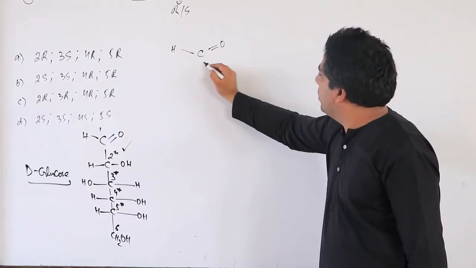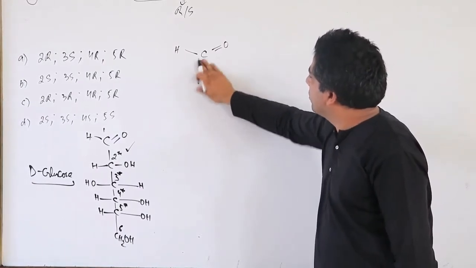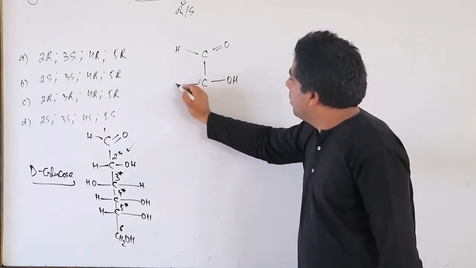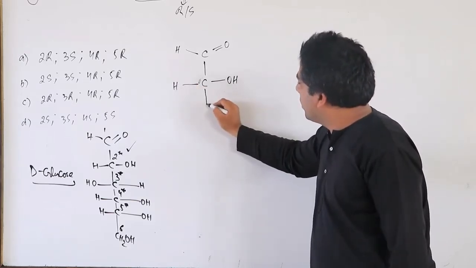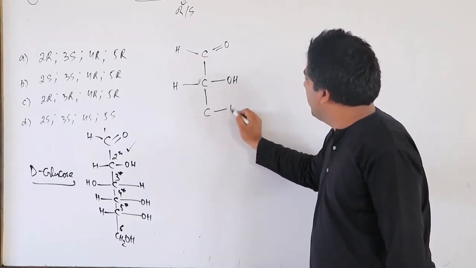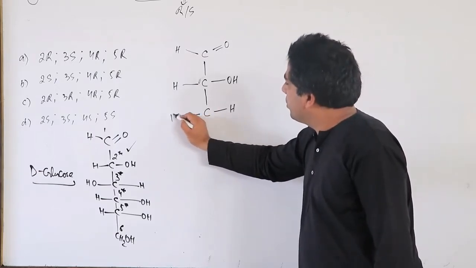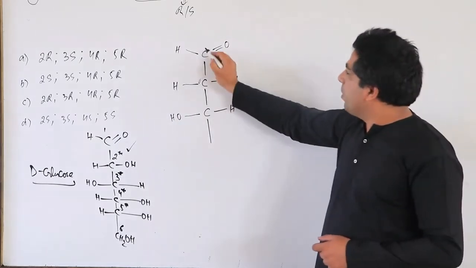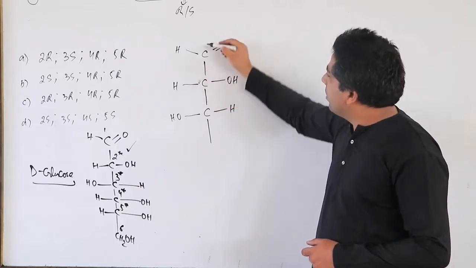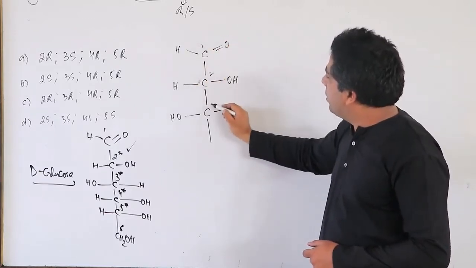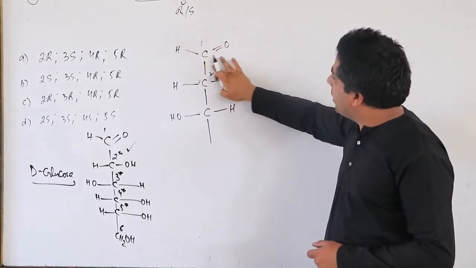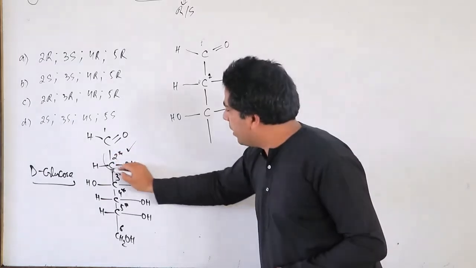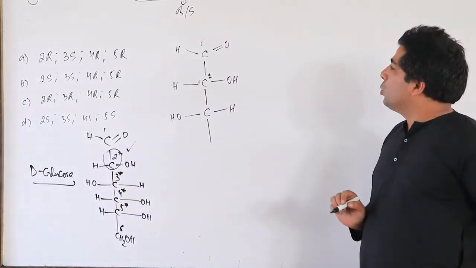Let me write down the second one. Second one is here: C OH H. Then the third carbon will have C H OH and the rest of the molecule. Correct? I am only talking about here which carbon? The second carbon. This is the first carbon, this is the second carbon, this is the third, but I am talking only about the second carbon here. So remember, this is our second carbon, which is a chiral carbon. This carbon I am talking about. Correct? So have a look.